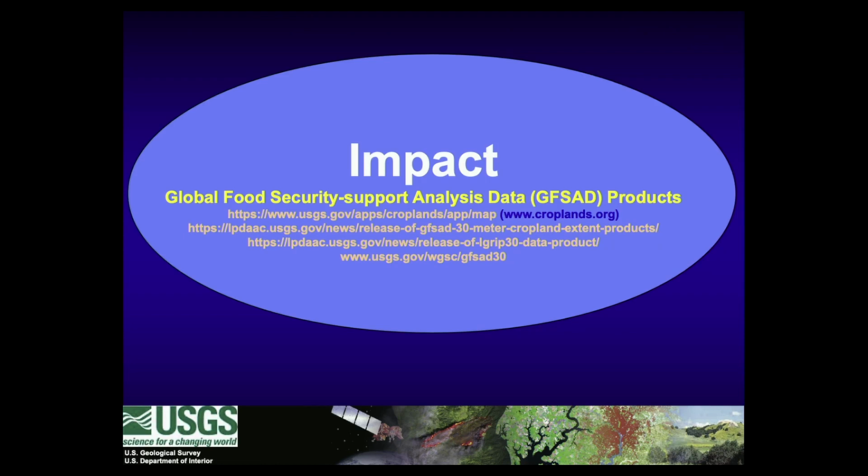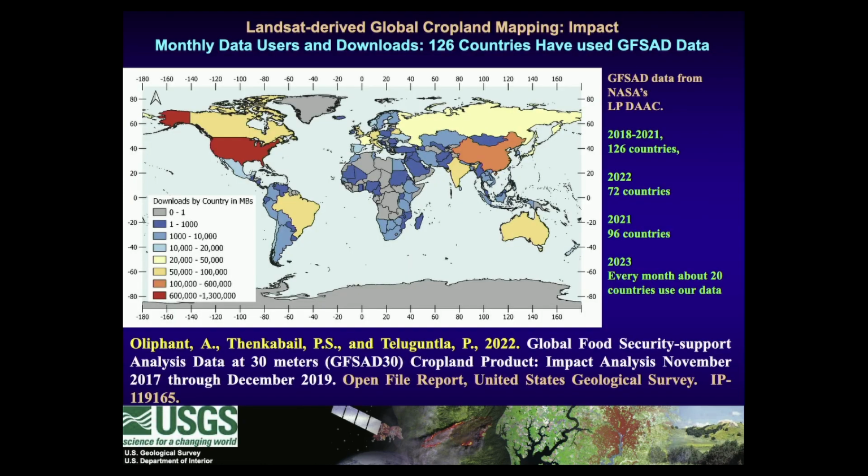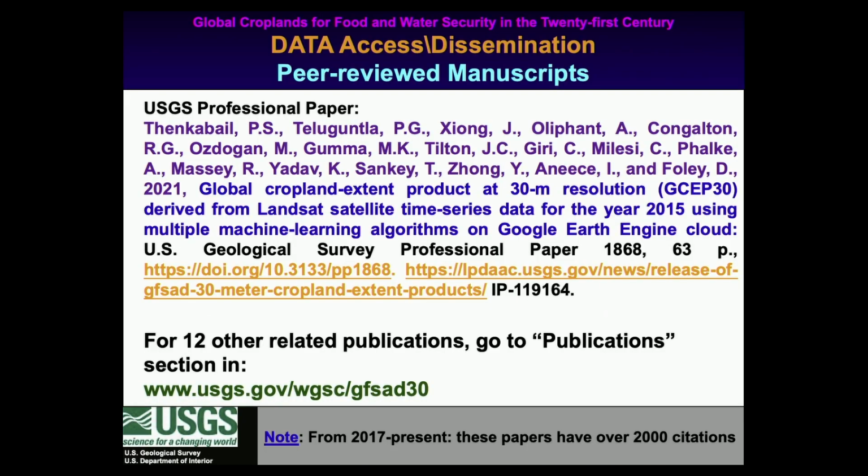So in terms of impact, our work is nearly used by 126 countries. This data is released through NASA's LPDAAC, that is a gateway to release all land-related data. So anybody can download our data from LPDAAC. In 2022, 72 countries, 2021, 96 countries used our data. So we have a whole monograph that is written. You can download it using this link.